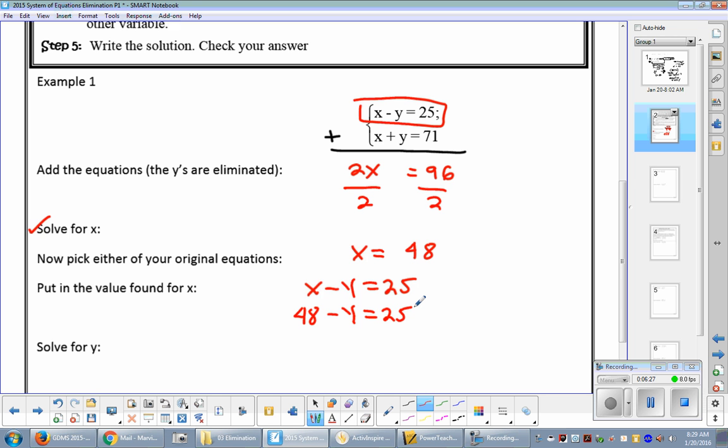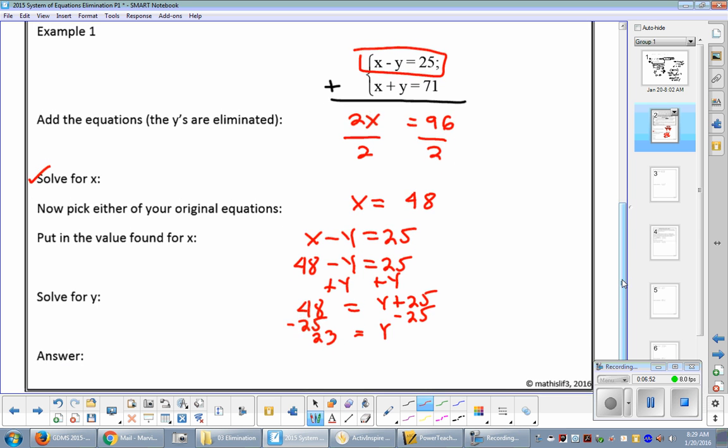Solving for y, I'm going to add y to both sides. I'll get 48 equals y plus 25, and then subtract 25 from both sides. What is 48 minus 25? Y equals 23. Okay. So I have the x value and then the y value. So the answer that we will have here is 48 for my x and 23 for my y. And again, please don't forget to verify your answer.